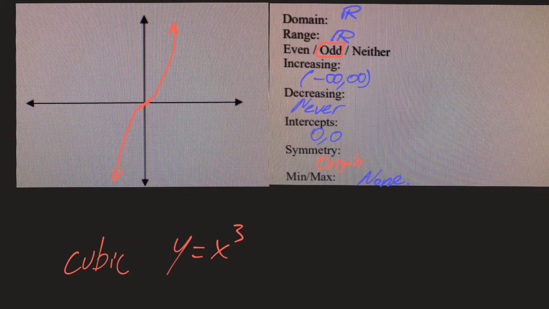Okay, so as you can see, my domain is again all real numbers stretching from left to right, negative infinity to positive infinity. This function is odd, okay, which means it has origin symmetry, right? The right side is the opposite of the left side, right? They are negatives of one another, okay? No minimum or maximum, no decreasing sections. The whole graph continues to increase at all times, okay? Let's take a look at our next function.